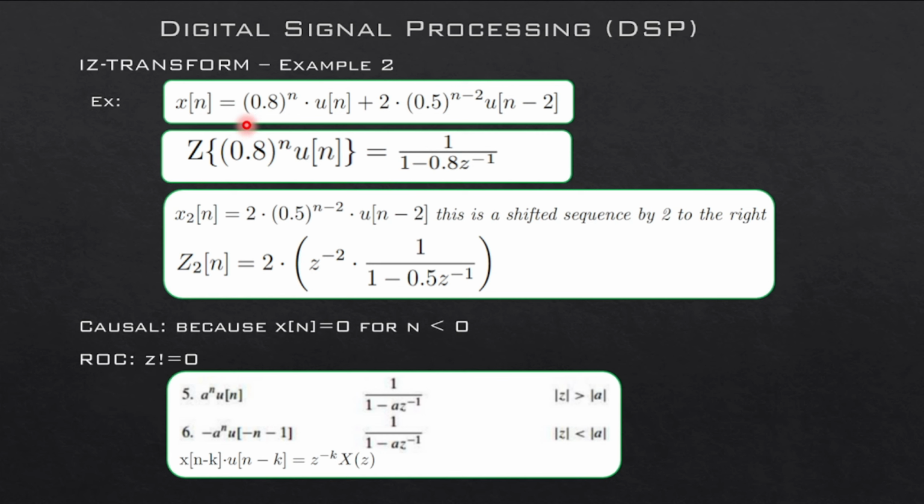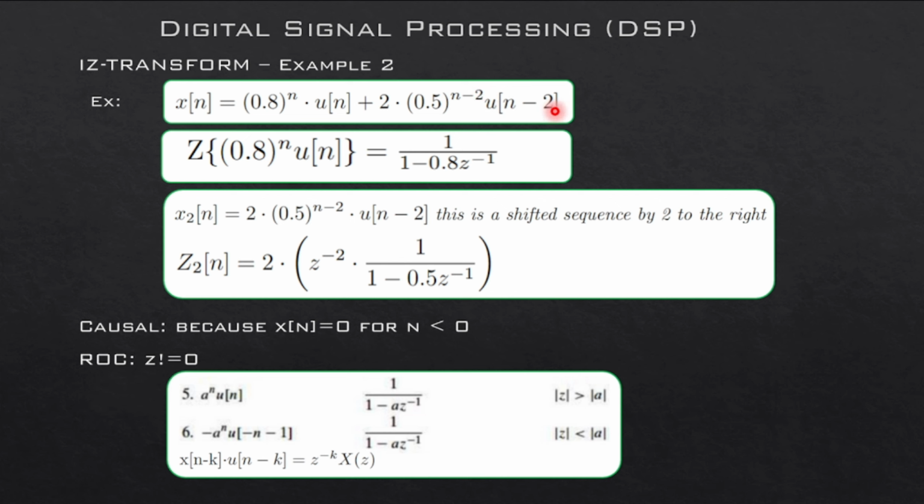Second example: x n is equal to 0.8 to the power n times u n. So we have a value, that's the form of it, a to the power n times u n, which is the unit step function or echelon, plus 2 times 0.5 to the power n minus 2, that's shifted, times u n minus 2.